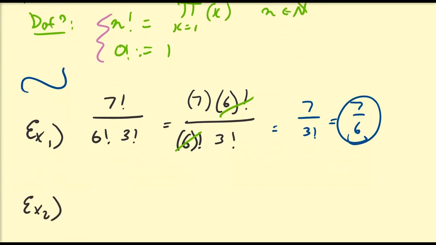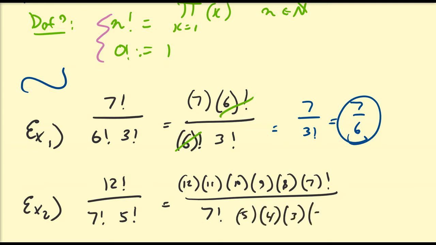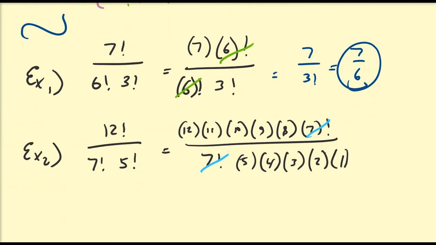Another example. Suppose we have 12 factorial over 7 factorial times 5 factorial on the bottom. We're going to do the same. So this is going to be 12 times 11 times 10 times 9 times 8 times 7 all the way down, and then we have 5, 4, 3, 2, and 1. So the 7 factorials can cancel, and you can pretty much see why I expanded 12 factorial down to 7, because I knew that was going to cancel with something on the bottom.